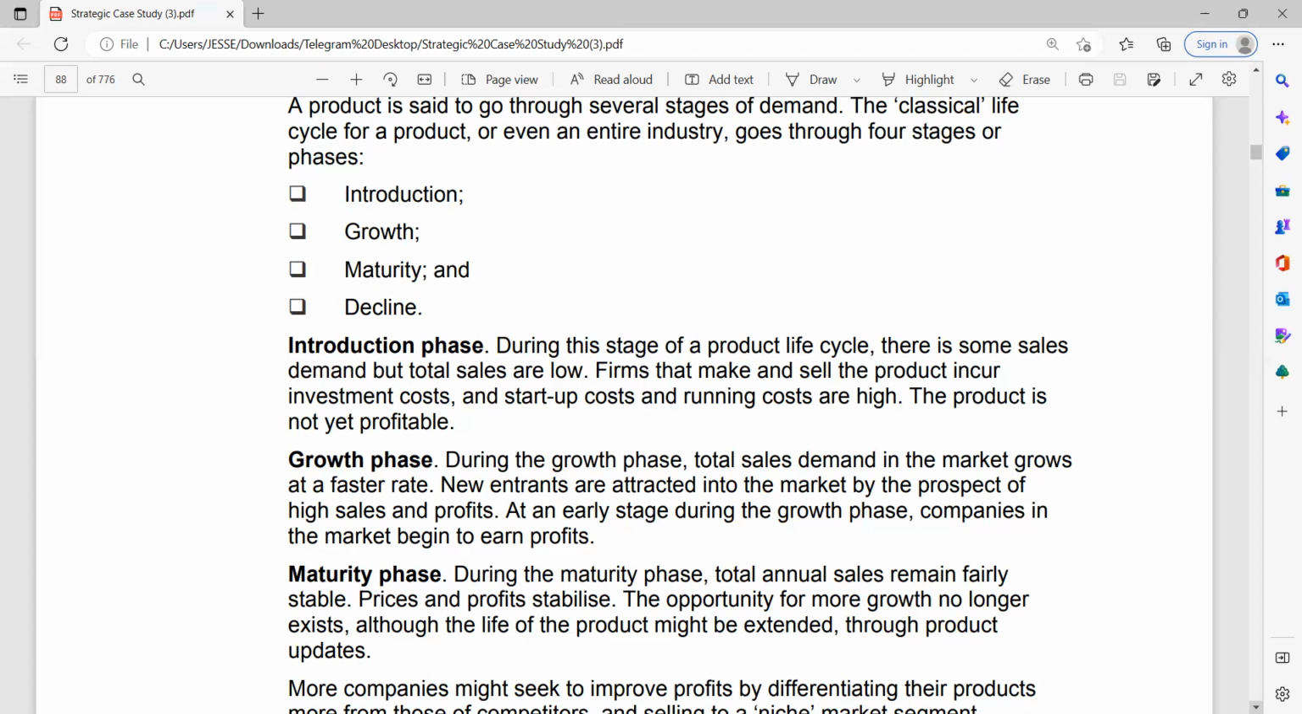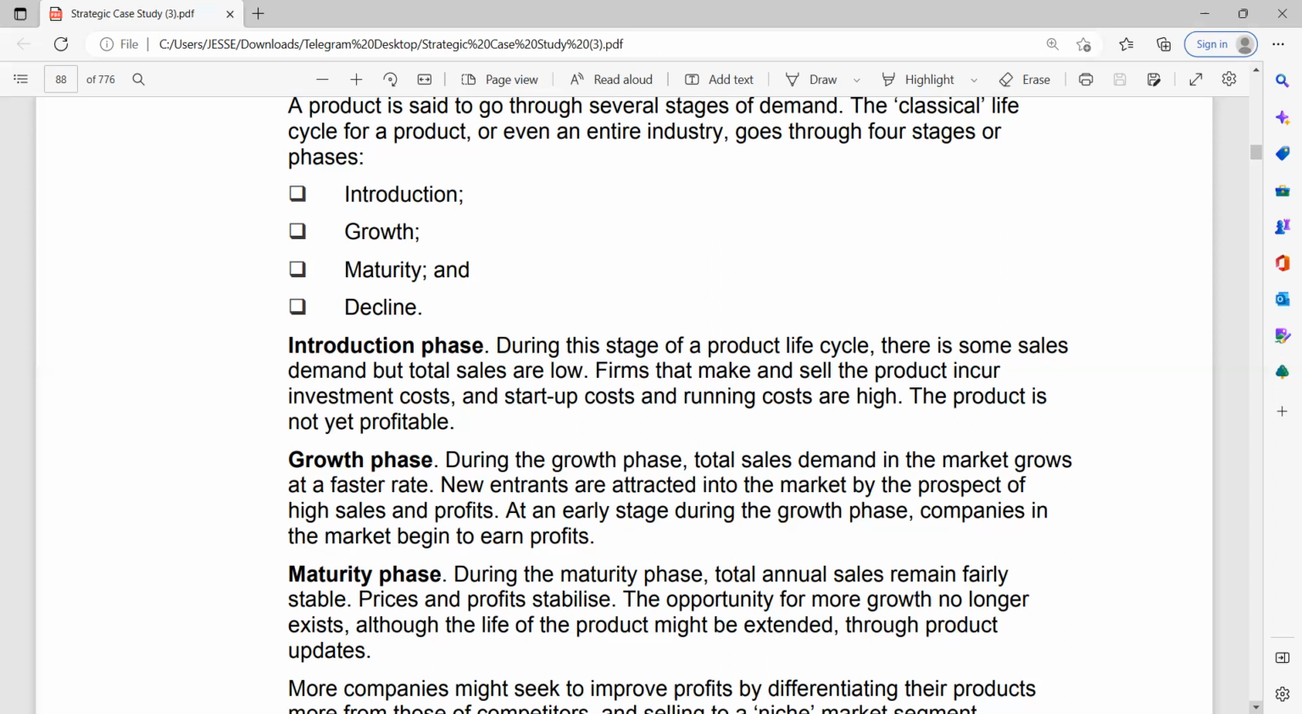During the growth phase, total sales demand in the market grows at a faster rate. Basically what we are saying here is that in the growth phase, the product begins to gain some traction and people get to know about the product. The product begins to gain some reputation and begins to grow in the market. It's very important. So at this point, you see sales begin to rise a little bit, and there will be high sales, because people are getting to see that this product is effective, and then profits also would rise. This is the growth phase.